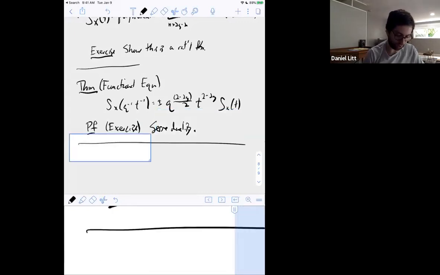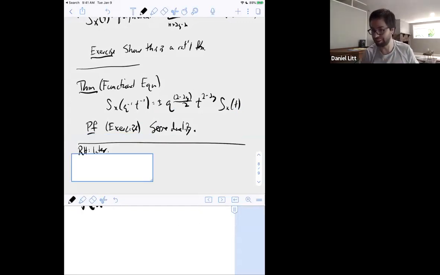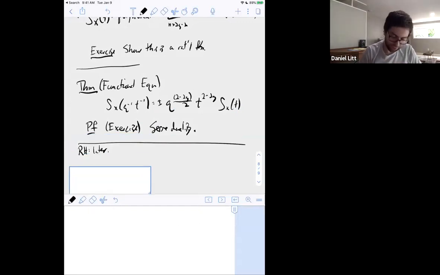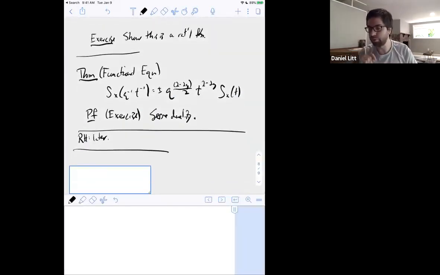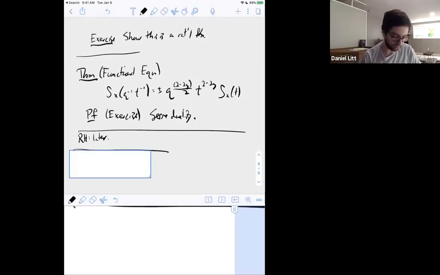So we're going to do the Riemann hypothesis for curves later in the course, and then the Riemann hypothesis for all varieties. But now I want to sketch at least the idea of the proof of rationality of the zeta function with étale cohomology.